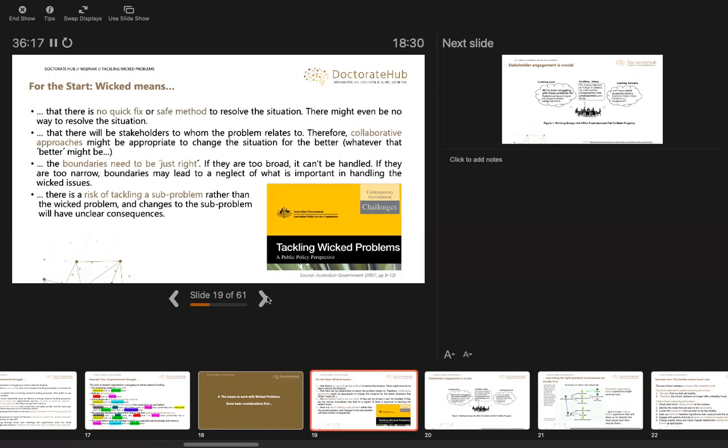So, having said that, if you want to engage on a wicked problem, it likely needs to be done in a collaborative manner. And you need to work towards getting the boundaries just right over time. And there is a risk of tackling just a sub-problem rather than the wicked problem, and changes to the sub-problem will have unclear consequences to the rest of the problem. So this also needs to be understood. And if you want to learn more about that, this comprehensive guide from the Australian government can provide you with further information.